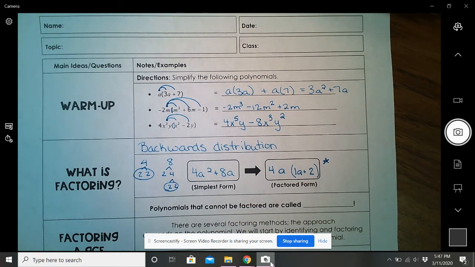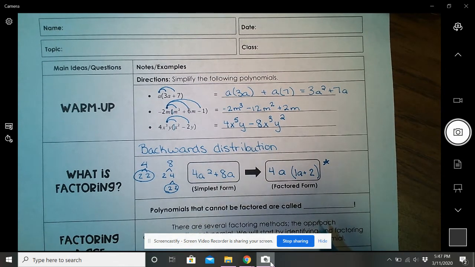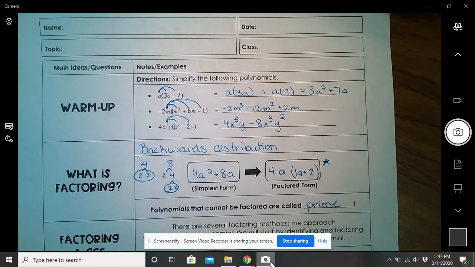You guys, every now and then you come across a polynomial that can't be factored, and we call that a prime polynomial. So if you come across something that can't be factored, we're just going to write prime there so that we can note that it cannot be factored.